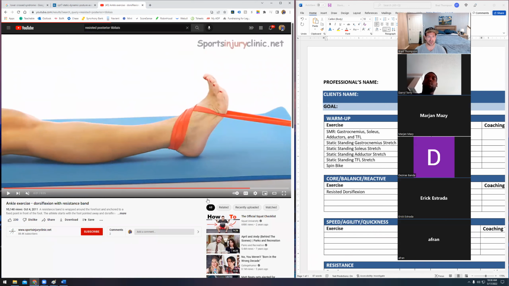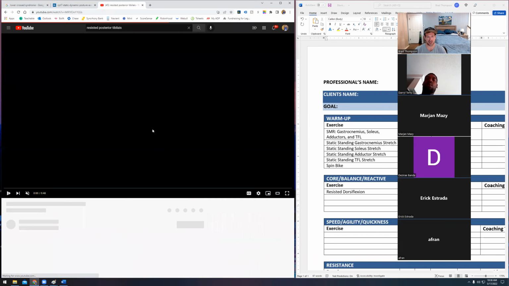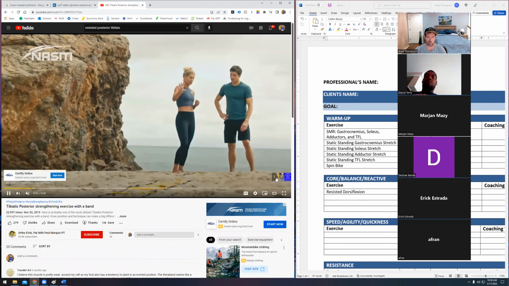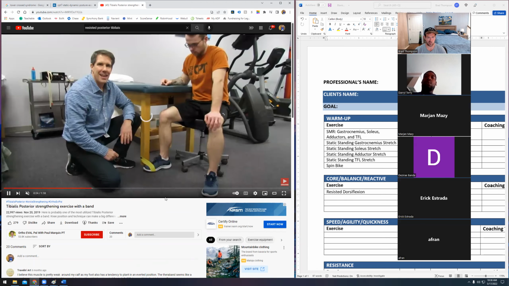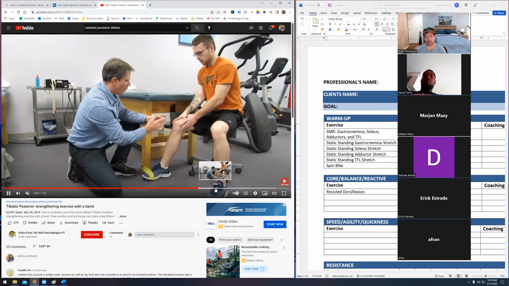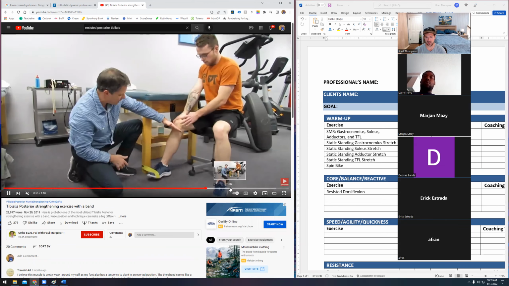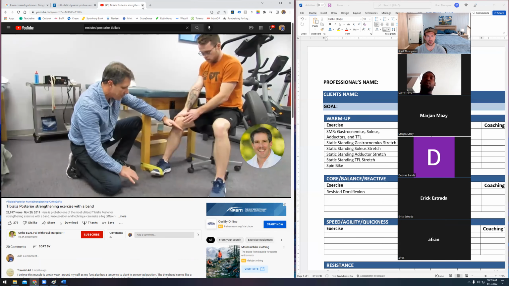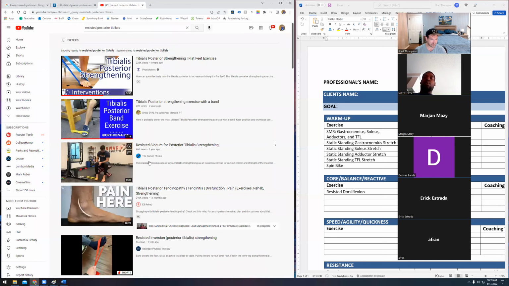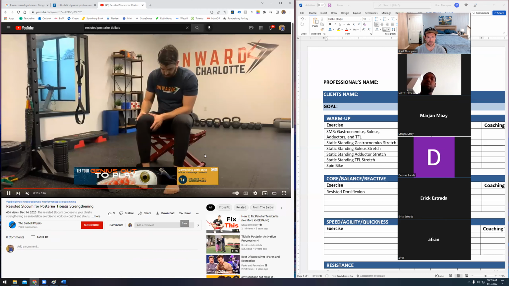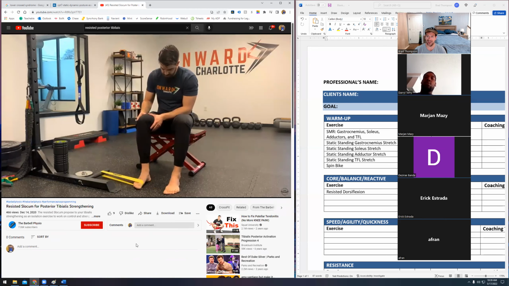Then for the posterior tibialis, we're going to strengthen that one as well. So this is resisted inversion. He's going to keep his knee planted, he's going to keep his knee locked, rather. And he's going to pull in just like that. And that's going to work on that posterior tibialis. Again, just like that, right? So pulling that way.